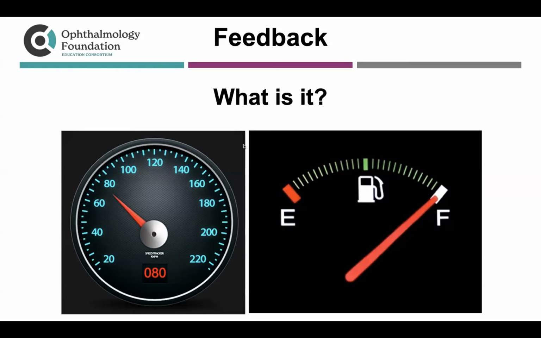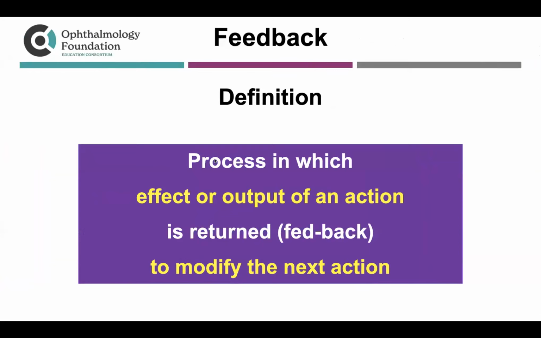What it shows is that you are using these scales or the feedback in order to bring change or necessary action, so that you can continue to achieve your goal or the target. So by definition, feedback is a process in which effect or output of an action is returned, fed back to modify the next action. In the example that I gave you, the gauge on the fuel and the speed gauge were giving you a feedback and making you aware of what action you need to take if you have to reach your destination.